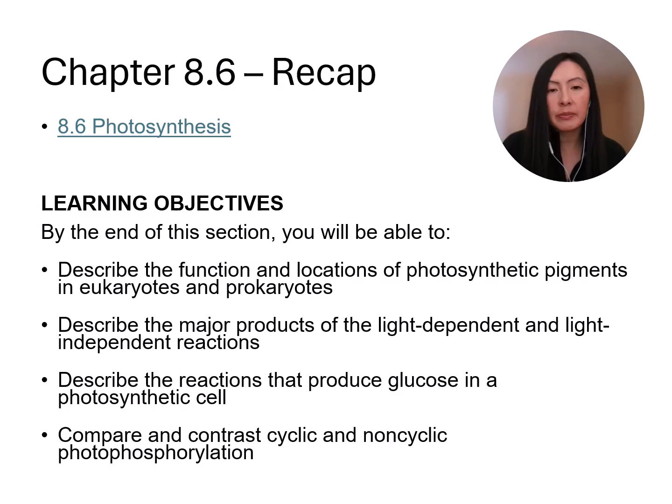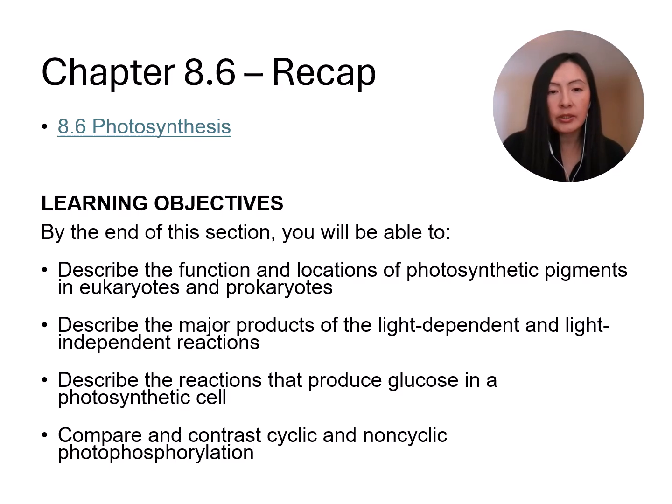For the second one, major products of light-dependent and light-independent reactions. For the light-dependent reactions, these were ATP, NADPH, and oxygen if it's oxygenic. For the light-independent reactions, or the Calvin cycle, we generate glucose or other carbohydrates, and we regenerate RuBP so the cycle can continue.